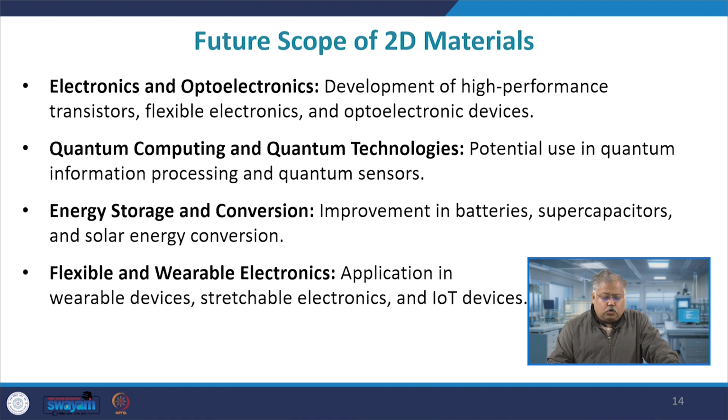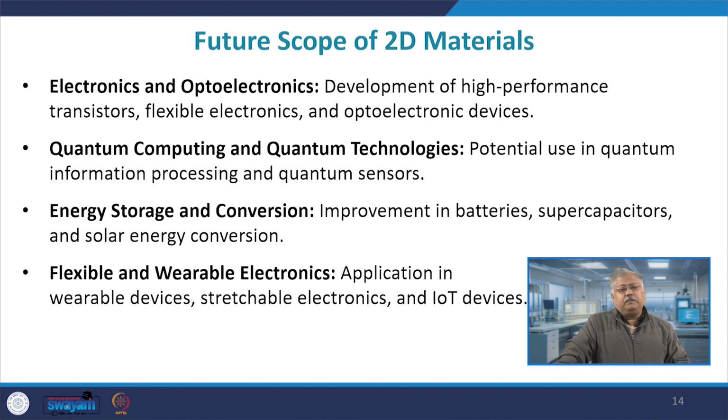Let's look at the future scope of 2D materials, where you will see this coming up in a big way for smaller dimensions. First is electronics and optoelectronics, where you use perovskites, and flexible electronics is a major input. You have quantum computing and quantum technologies, used for quantum sensors and quantum information. Then they're also used for energy storage, for example, batteries, supercapacitors, and solar energy conversion.